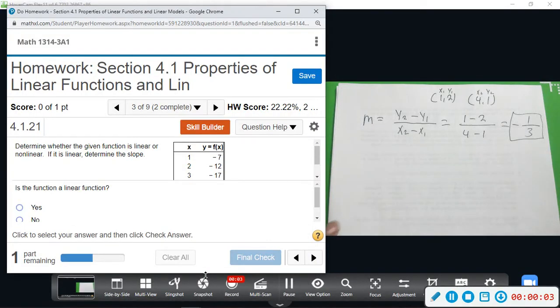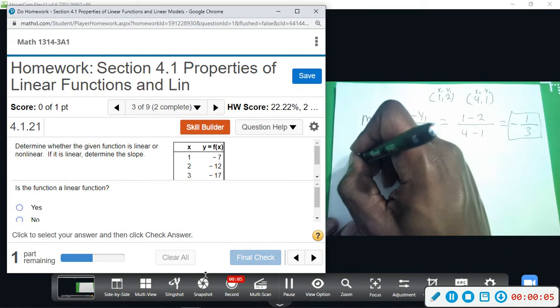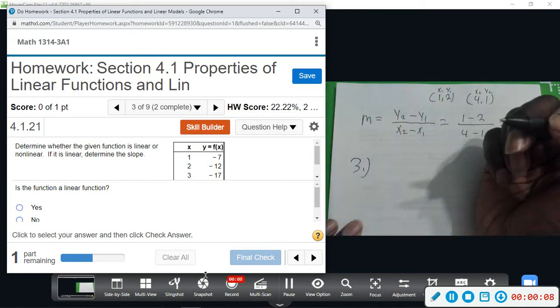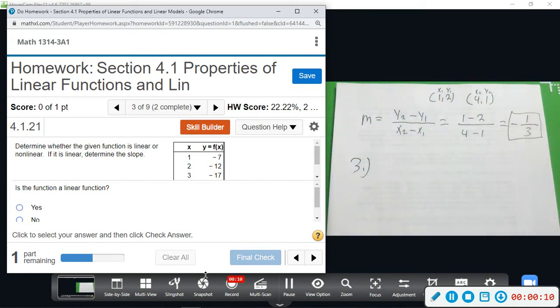Alright, number 3 here, we have a table and we're asked to determine whether the given function is linear or nonlinear, and then if it's linear, determine the slope.